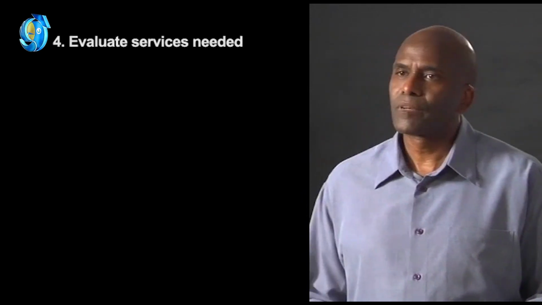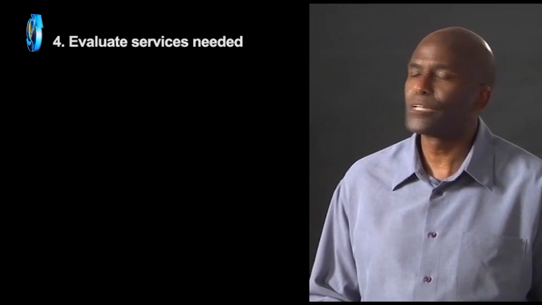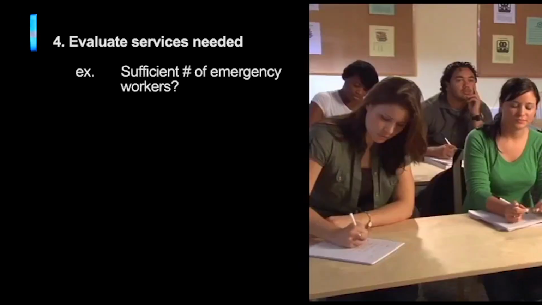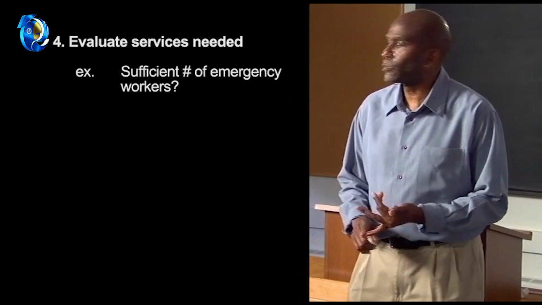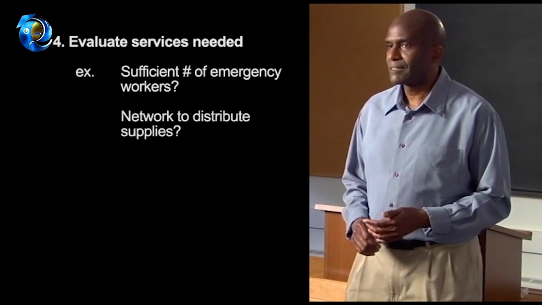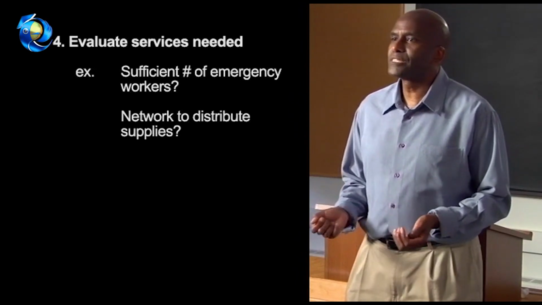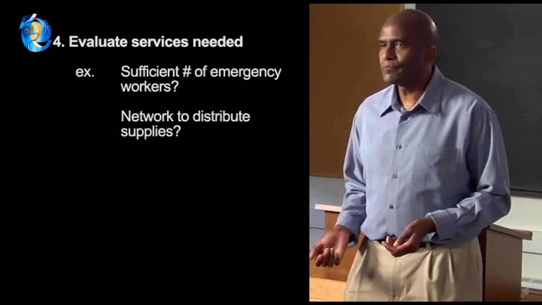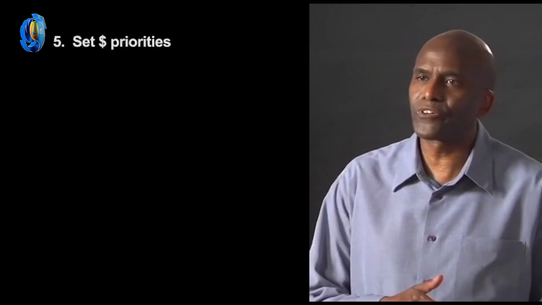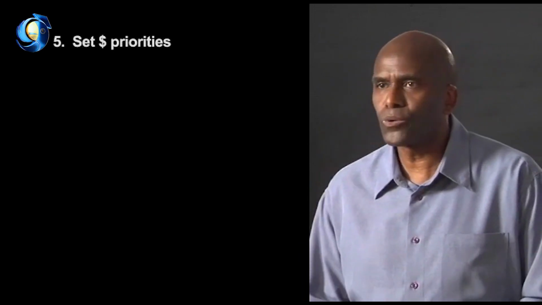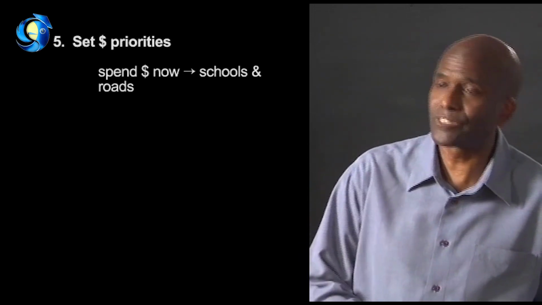A fourth factor is evaluating what services are needed. For example, are there sufficient numbers of police, firefighters, and emergency workers who are trained to respond to a natural disaster? Is there a network in place for emergency workers to distribute supplies, such as bottled water, food, blankets, and medicine? Is there a way to inform the public about the emergency plan so that they know where to go and what to do before, during, and after a natural disaster? Well, related to this evaluation is the fifth and final factor, setting spending priorities. Countries have to decide whether to spend money for things they need now, like new schools and roads, or to allocate money to prepare for a natural disaster that may never happen.